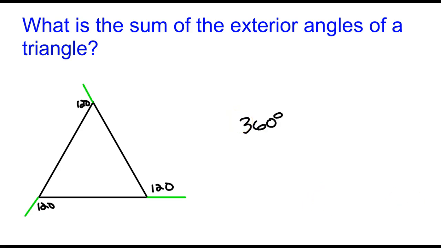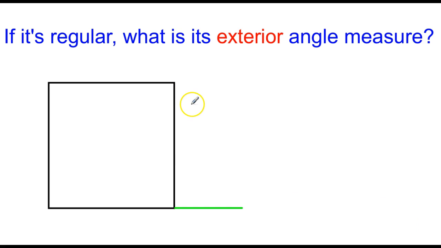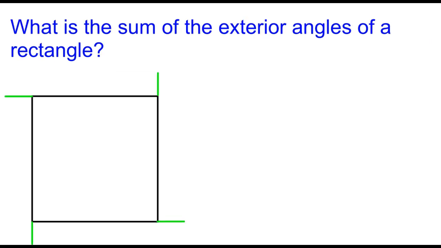All right, we're just looking for patterns here. Look at this one. If it's regular, what is its exterior angle measure? Well, I know the interior is 90. Once again, we've got a linear pair. So that guy on the outside must be 90 as well. If you got 4 of these and each one's 90, what do they add up to? Well, they're going to add up to 360 also.